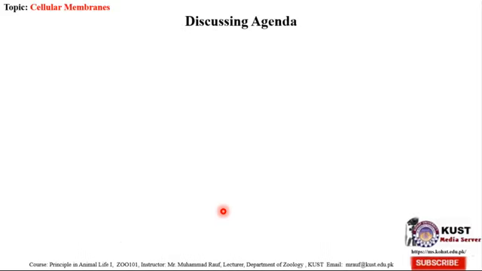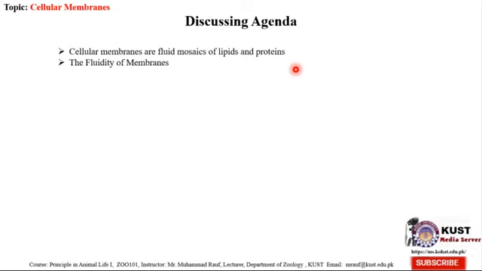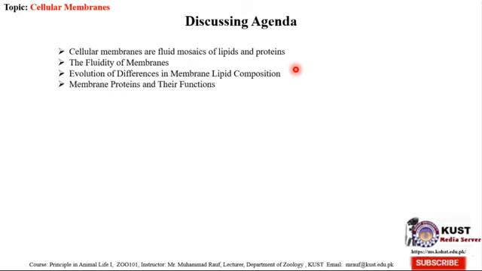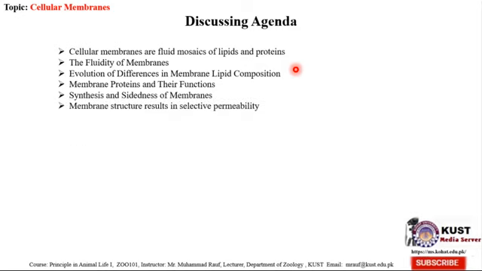Discussing agenda for the topic will be: cellular membranes are fluid mosaics of lipids and proteins, the fluidity of membranes, evolution of differences in membrane lipid composition, membrane proteins and their functions, synthesis and sidedness of membranes, membrane structure results in selective permeability, the permeability of the lipid bilayer, and finally the transport proteins.